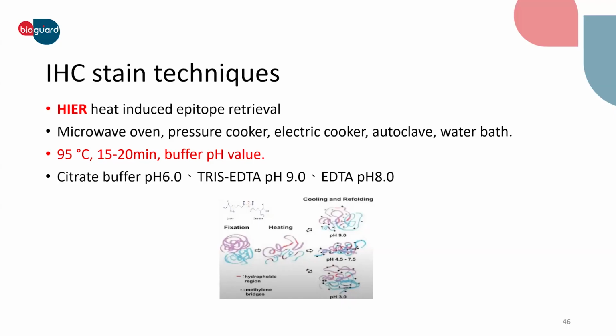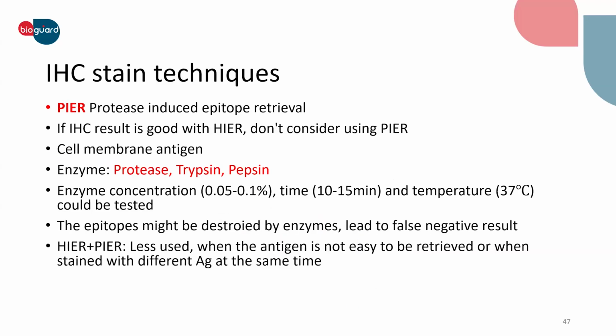HIER isn't one size fits all. It needs careful control of time, temperature, and pH for better IHC results. Besides heat-based antigen retrieval, which we just talked about, there's another method called PIER, or protease-induced epitope retrieval. This technique uses enzymes to help unmask antigens that are hidden due to fixation or dense tissue structure. It's especially helpful for membrane antigens.